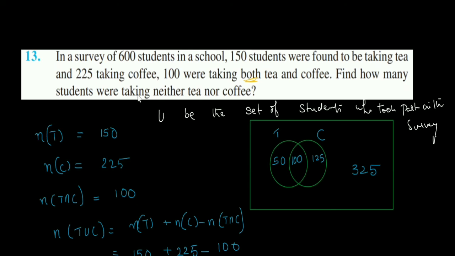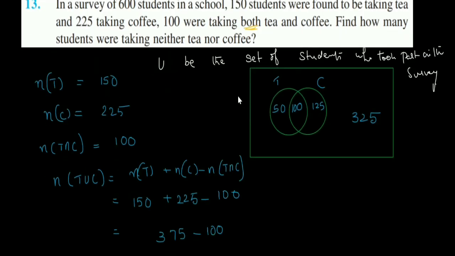Now, what did they ask you to find? Neither tea nor coffee. Either tea or coffee means it is A union B. When they ask you either tea or coffee, then it is A union B. But here, neither, nor means A union B dash. That's what they ask you to find.